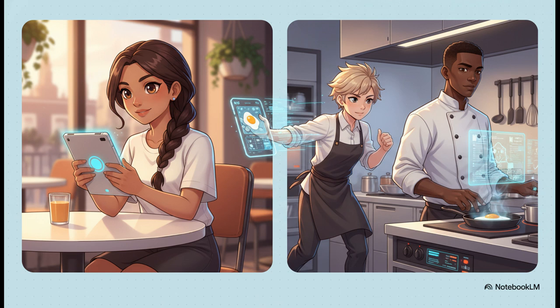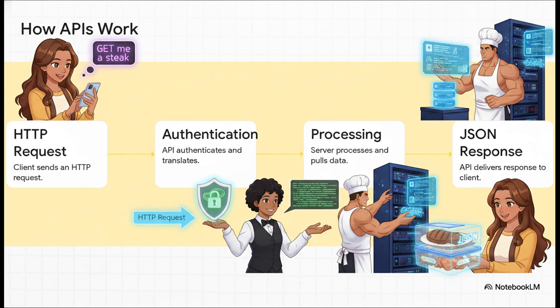Well, the API is your digital waiter. It takes your request, runs to the kitchen, tells them exactly what you need, and then brings the finished dish right back to your table. Okay, let's actually trace the exact life cycle of how this waiter works step by step. First, the client sends a request, specifically an HTTP request. Think of this as you giving your order to the waiter. You might say, "Get me a steak," or "Post a new reservation."